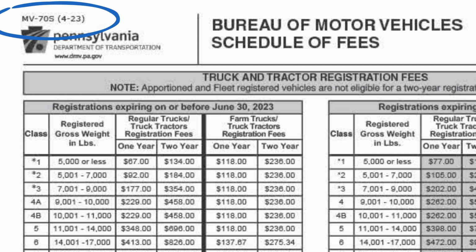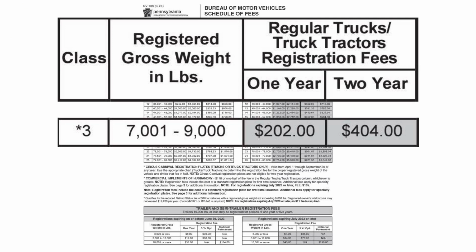It's important to make sure you are always using the most recent version of the Form MV70S, as fees change over time. At the time of this video, the most recent version of the MV70S is from April of 2023. You can get the most recent version of the Form MV70S from PennDOT's website. So, we need to figure out how much each registration plate costs per month.